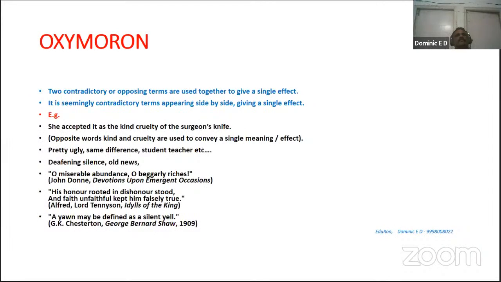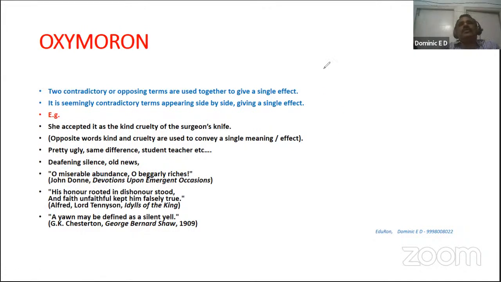Next one. Oxymoron. Now, there is, two contradictory or opposing terms are used together to give a single effect. It is seemingly contradictory terms appearing side by side, giving a single effect.